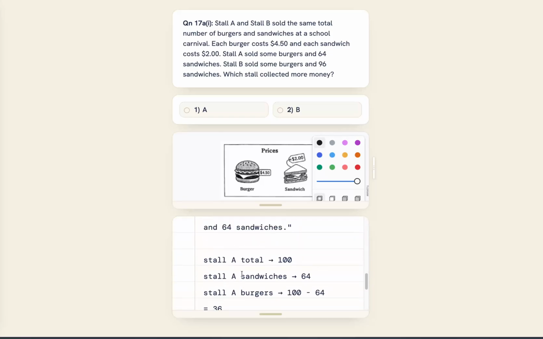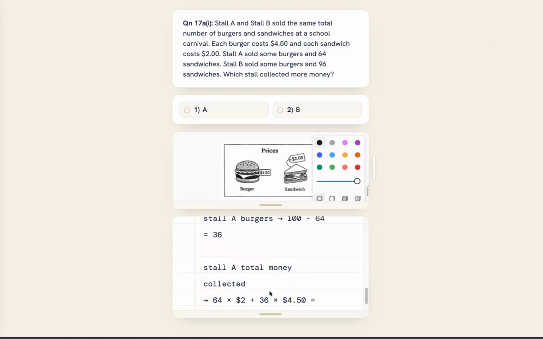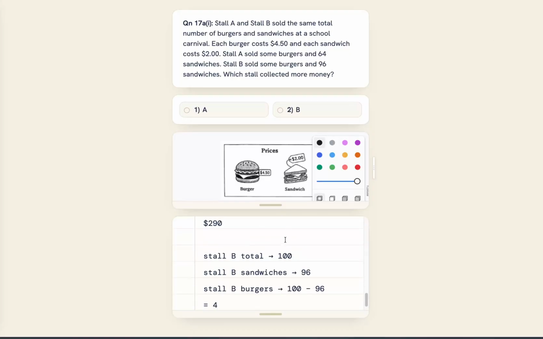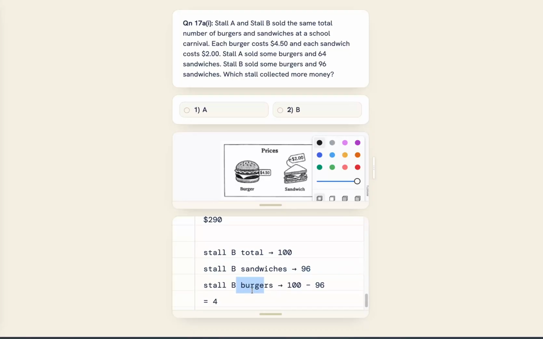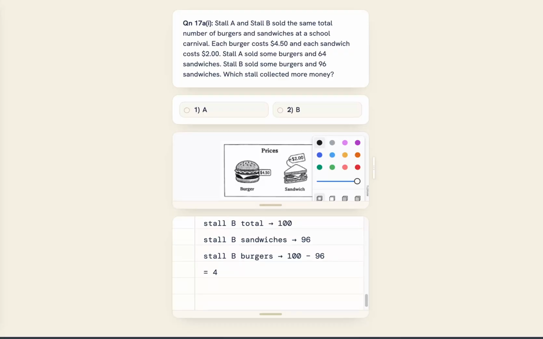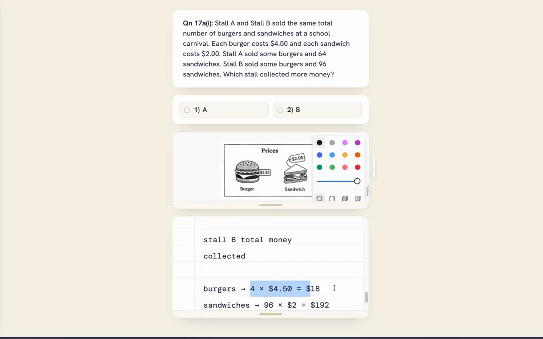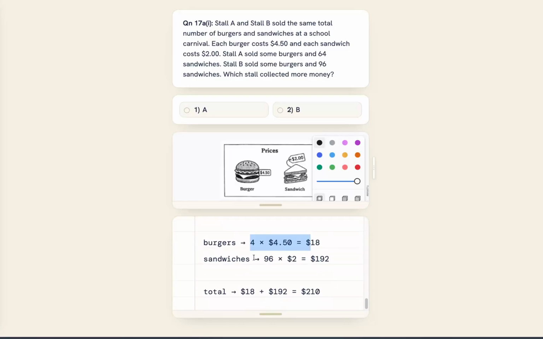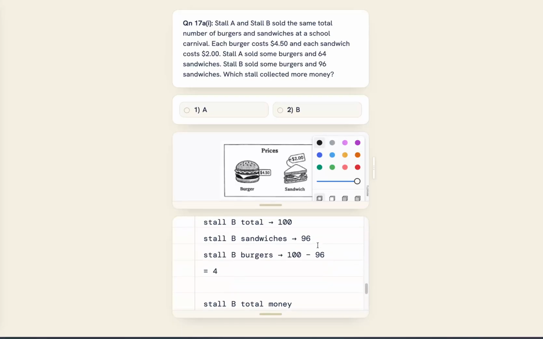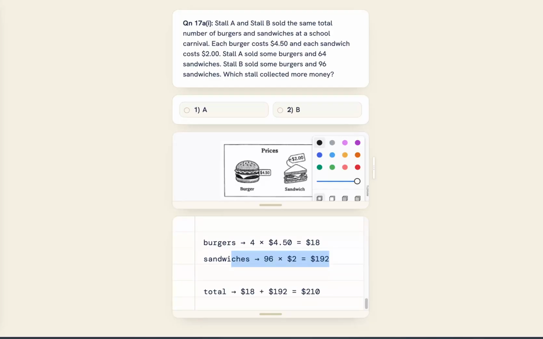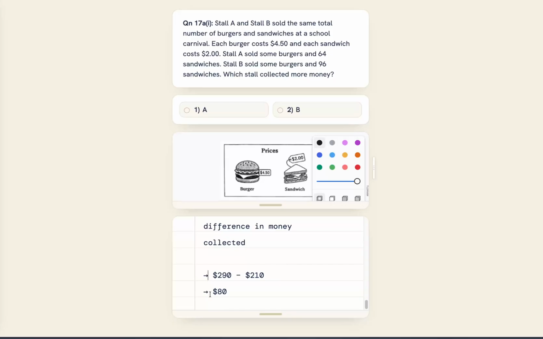Total money collected. So now we're going to do for stall B. So stall B over here will be 100. Sandwiches 96, burgers is 4. So if you were to do the stall B money collected, we'll just multiply. So burgers will be 4 times $4.50. Sandwiches will be 96 times $2, and then the total will be 210. Therefore, the difference in money collected will then be equal to 290 minus 210, and this will give us $80.